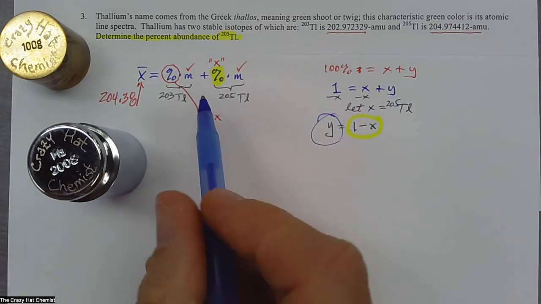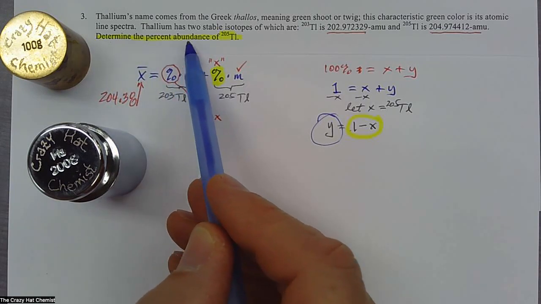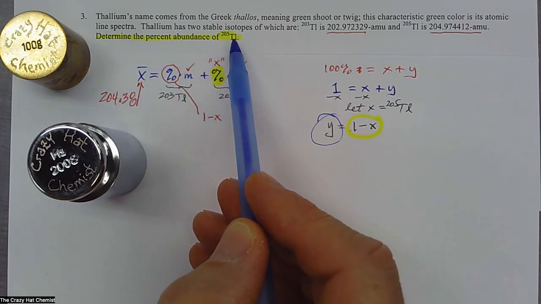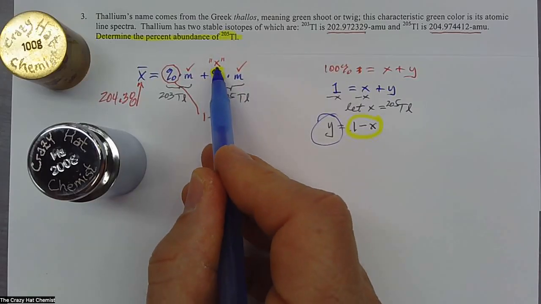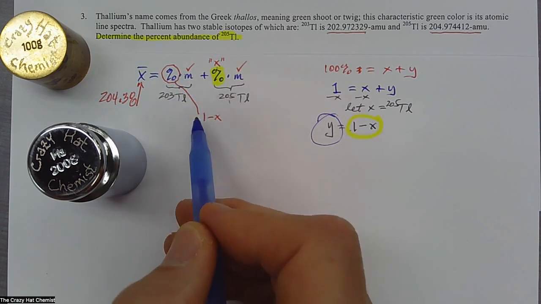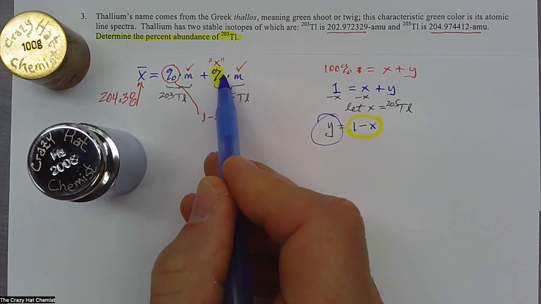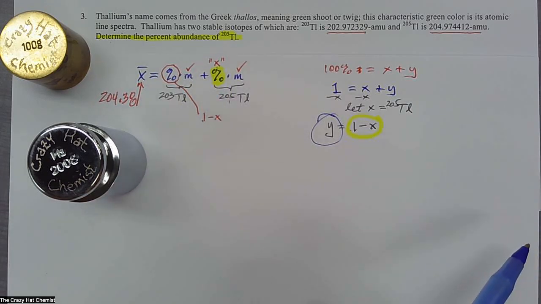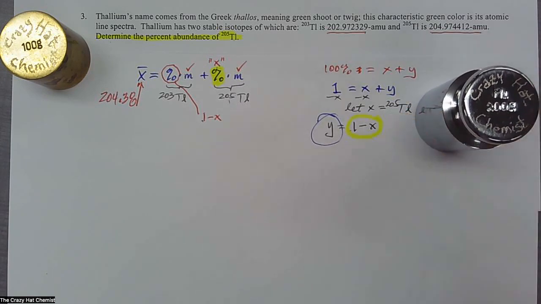Now, you're going to make sure you read what you're looking at: determine the percent abundance of thallium 205. What are you calling X? Thallium 205 must be X, and the other percentage is 1 minus X, not the other way around. If you solved it the other way around, then you have to do a simple subtraction at the end, and that shouldn't be too terribly bad.